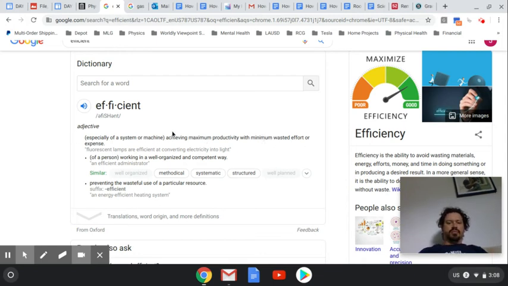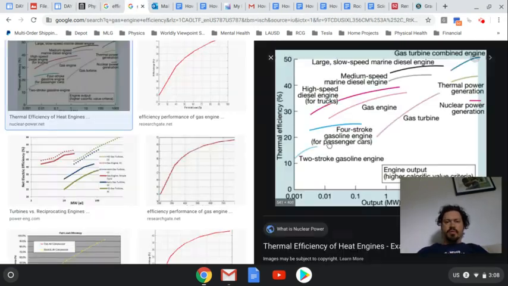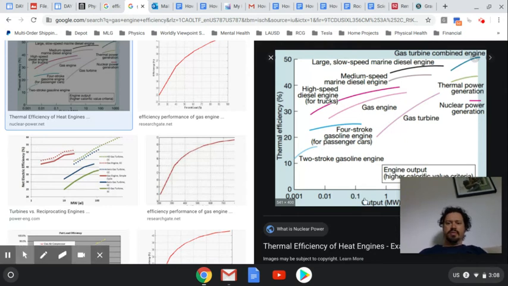So there's lots of ways to do this. Right now, if you're organized, you're efficient with your time. You don't waste any. When we talk about car engines, well, here's a gas engine. This is efficiency. This is output and power here in megawatts. And over here is thermal efficiency. These are all heat engines. And a gas engine gets between 30 and 40% efficiency. The rest of that goes into waste.